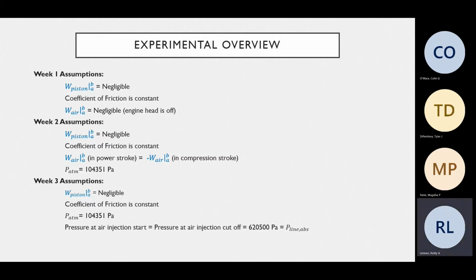On week 3, similar to what I said, we already made the work from the piston assumptions, coefficient of friction assumptions, and the atmospheric pressure assumptions. We're also going to assume that the pressure at air injection start is equal to the pressure at air injection cutoff. So when we inject air, the pressure at its start and at its end is going to be the same, around 620,500 pascals, also known as pressure line absolute.